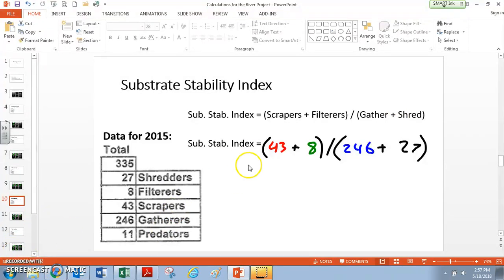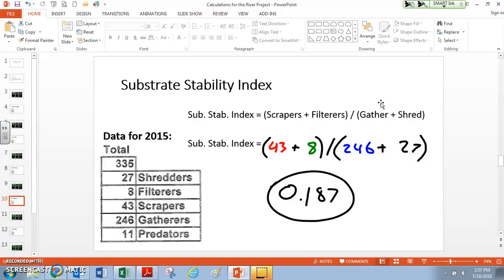Alright, so when I set this up, it looks like I've got 43 plus 8, and divide that by 246 plus 27. And the answer, my solution, ends up being 0.187. So this also means that I have a very low substrate stability.